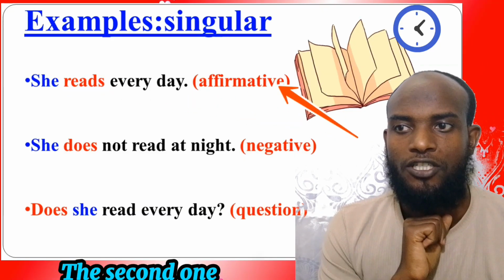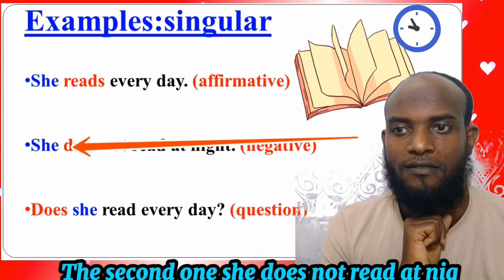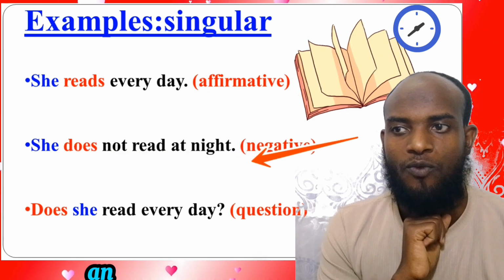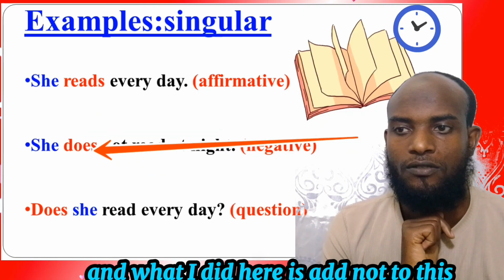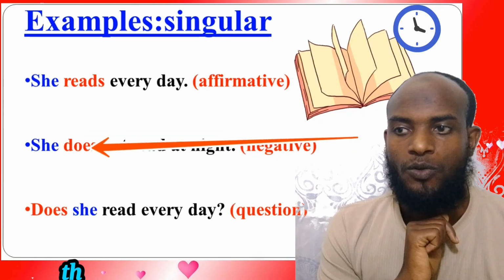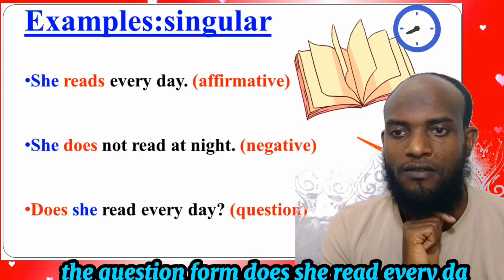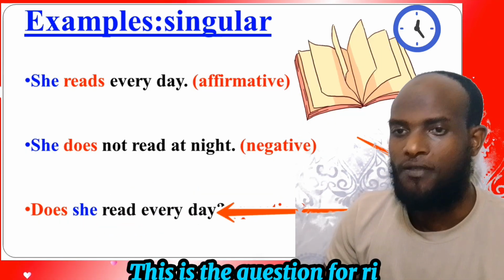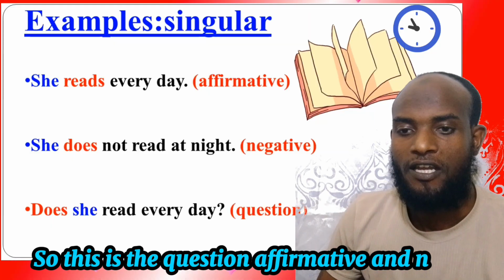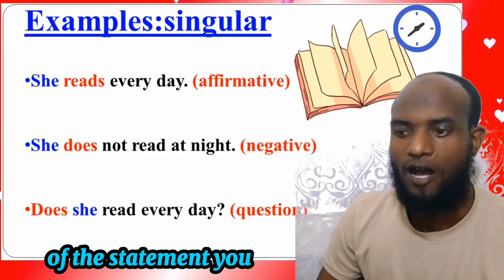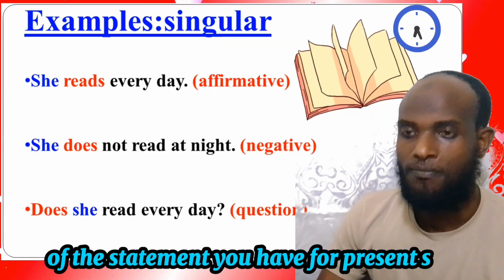The second one, she does not read at night. It's the negative form, and what I did here is add not to does. Finally, the question form: does she read every day? This is the question form, right? So these are the affirmative, negative, and question forms of the statement you have for present simple.